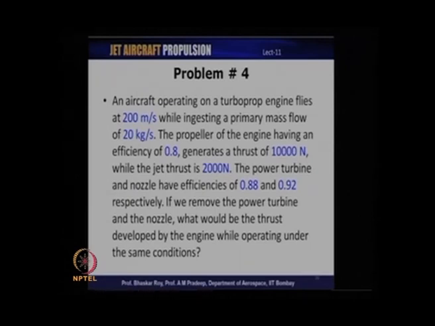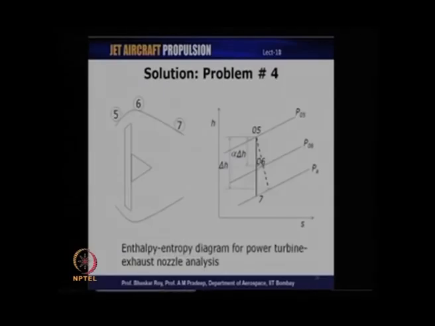So, here we have a turboprop, and we have been given all the efficiencies of the propeller, the turbine and the nozzle. We are required to find out that if we remove the power turbine and nozzle, what will be the thrust developed by the same engine operating under the same conditions. So, in this case, we will basically be calculating the enthalpy drop across the power turbine plus the nozzle combination, and then we see that if we remove the power turbine, then the entire enthalpy drop is available for exhaust through the nozzle, and that is how we will be able to calculate the thrust developed by this particular engine.